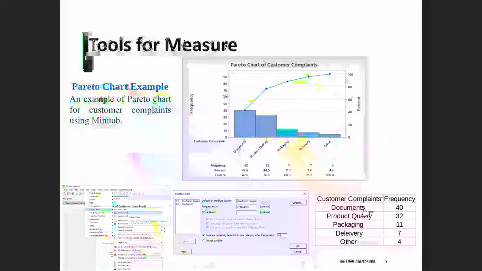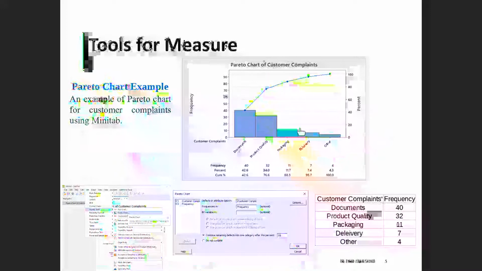So you should focus on this one first in order to investigate what the causes in the documents are that make the customers complain. Maybe the document is very long, maybe the information is not clear, the instructions are not clear. You have to investigate in the analyze phase and identify why the documents need to be emphasized more or focused on more.